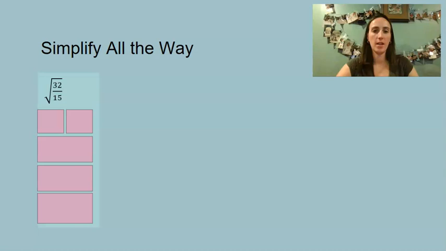Simplify all the way. The square root of 32 over 15. With this problem, we have a fraction inside the radicand, so we have to remember what we do with that. So we're going to go to Brooke and Sophia.